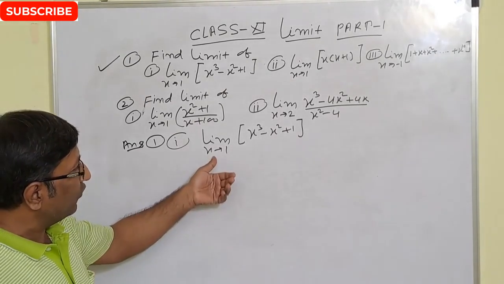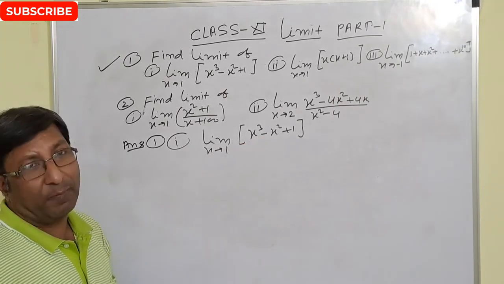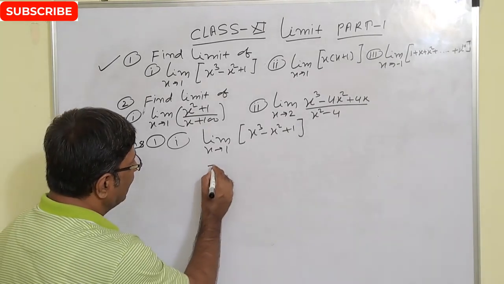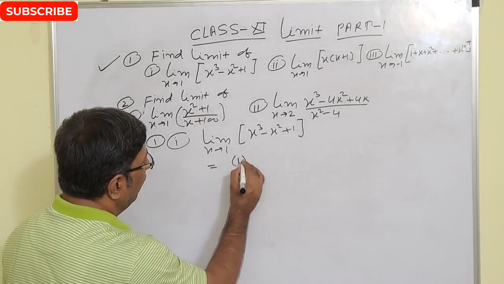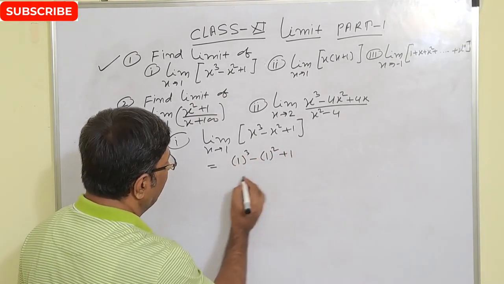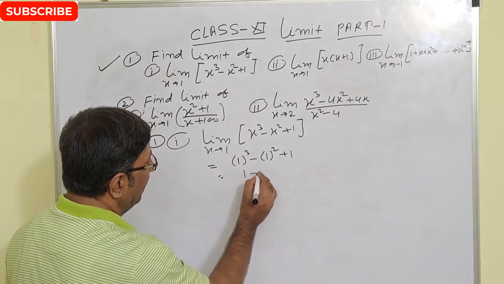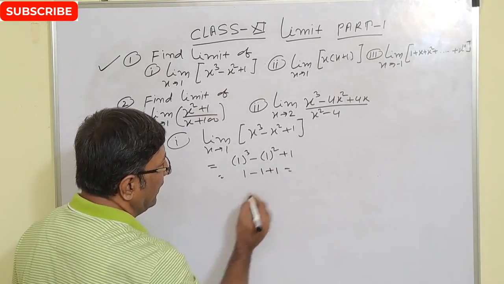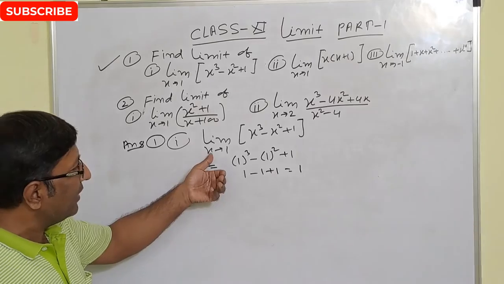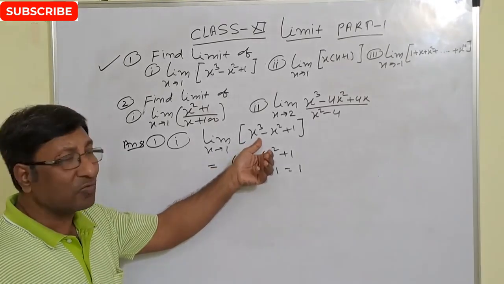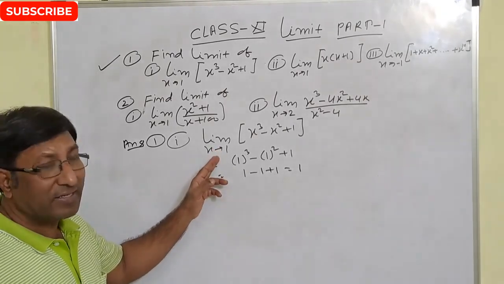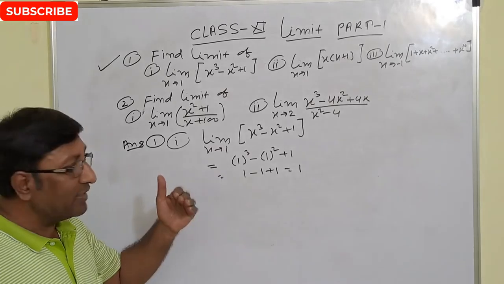So limit x tends to 1, x cube minus x square plus 1. So just put the value of x equal to 1. So what is the correct answer? X cube, that is 1 cube, minus x square, that is 1 square, plus 1. So we get 1 minus 1 plus 1. So what is the right answer? 1 is the correct answer. So this is the question, limit x tends to 1, x cube minus x square plus 1. For this type of question, only put x equal to what is given. So here x tends to 1, so put x equal to 1.